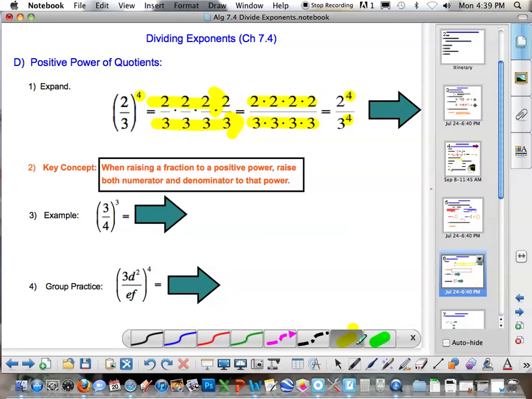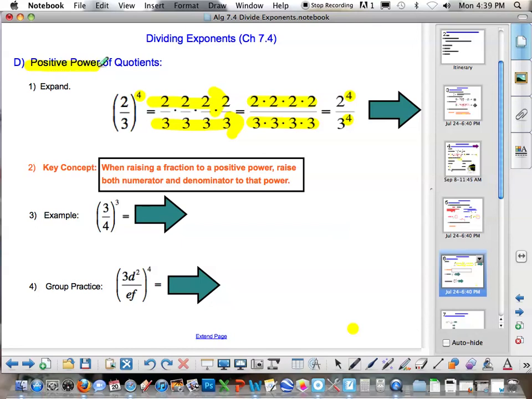If you need a second to write that down, go ahead and pause and write that down. We're talking about positive powers on fractions right now, a fraction to a positive power. Things get a little trickier when we have a negative power, but that's in the next slide. So go ahead and write that down. We'll start our examples in a second.